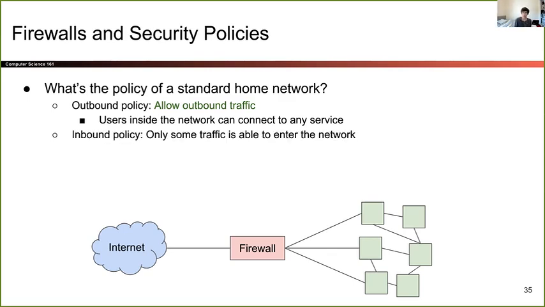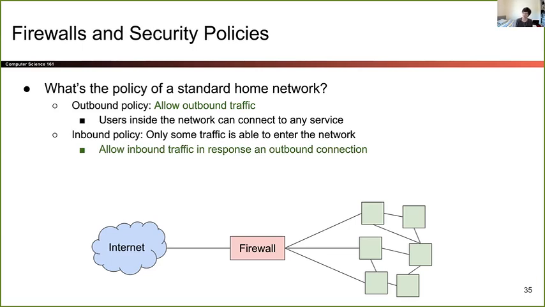All right, what about inbound policy? Only some traffic is able to enter the network. So what traffic should we allow through? Well, we know that if I want to send something to Google, Google has to send something back to me because they have to send me a response. So I'm going to say allow inbound traffic that's in response to an outbound connection.